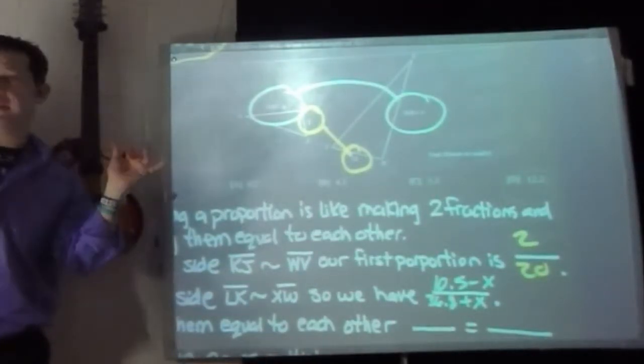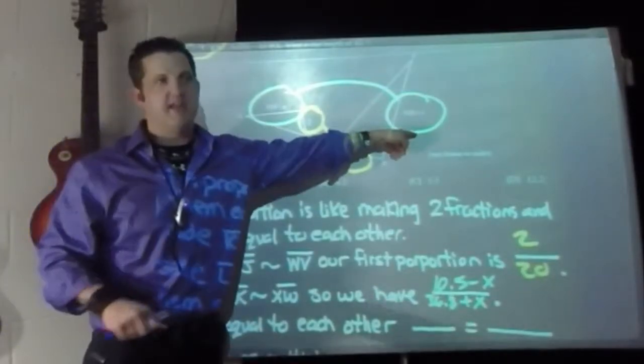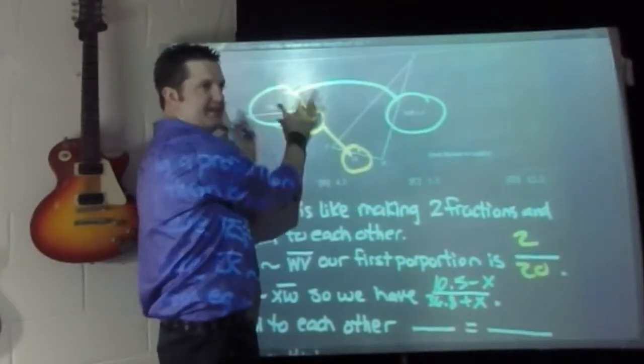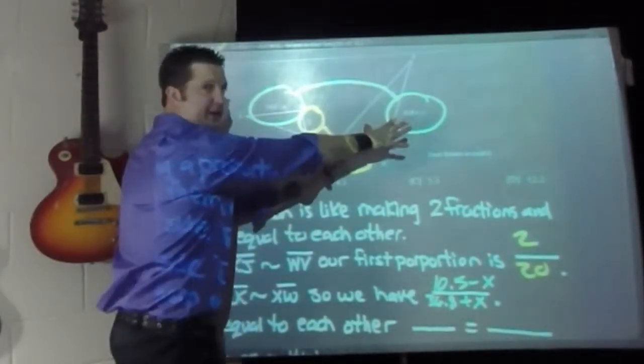If you go this one over this one, you've got to go this one over this one. You've got to keep the order. So don't go this one over this one over this one. Say this will be my first one, this will be my second one. This on top, that on bottom.